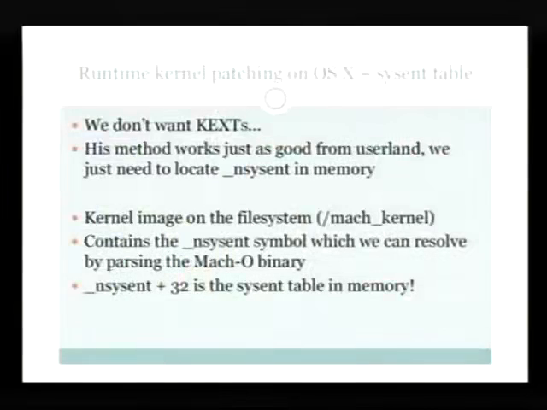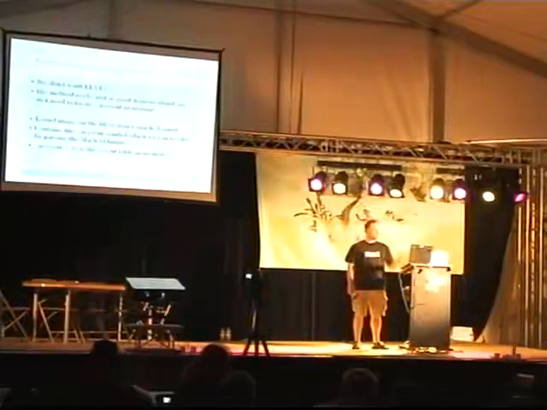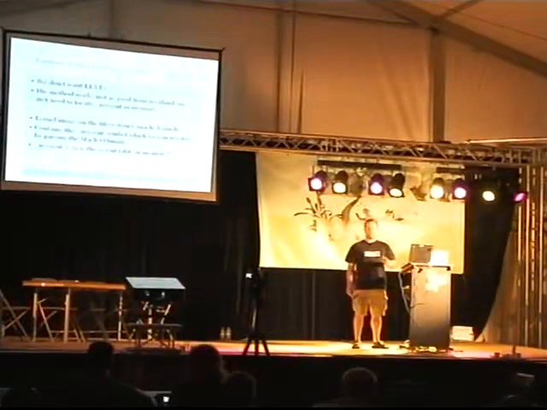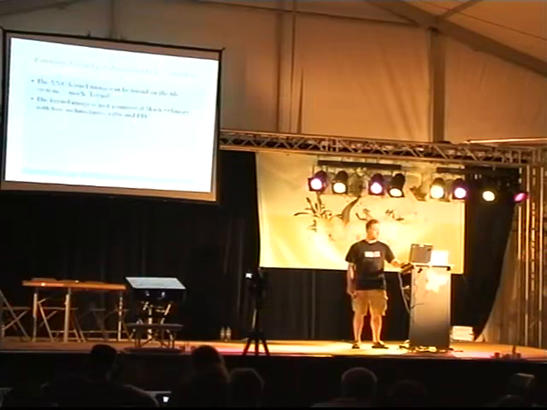Now, doing this in user space is basically the same thing. We don't have the kernel extension where we can just reference an object like nsysent, but we have access to the actual kernel, which is /mach_kernel. It contains the nsysent symbol, which can be resolved just as we do inside a kernel extension. And as I said before, it's just 32 bytes away.